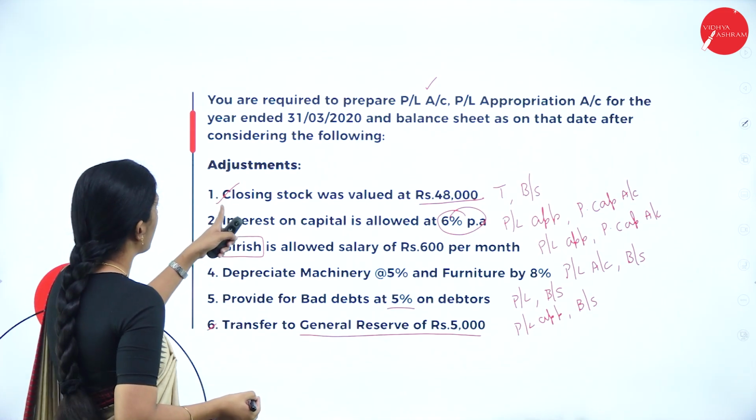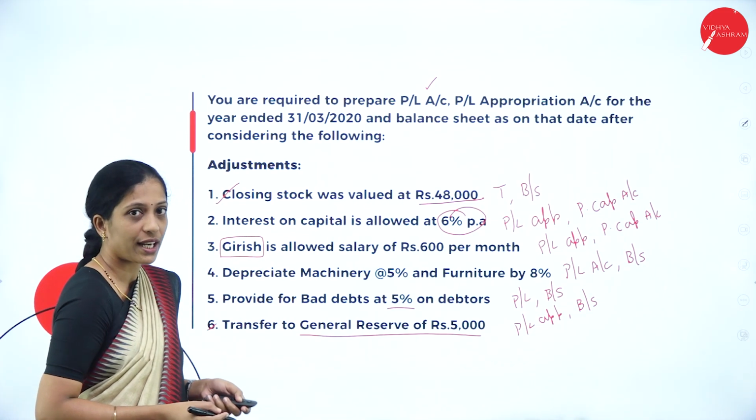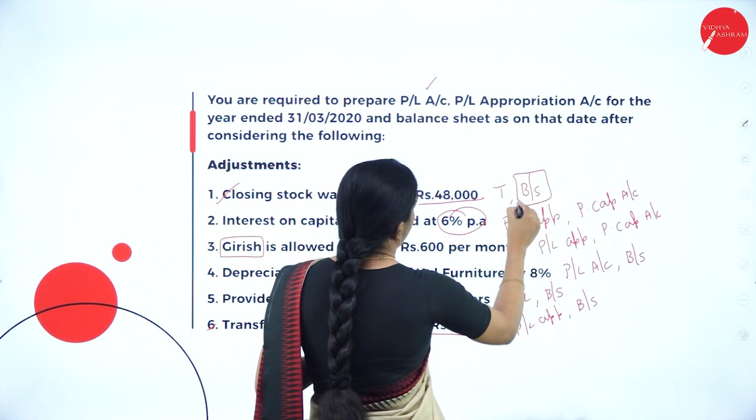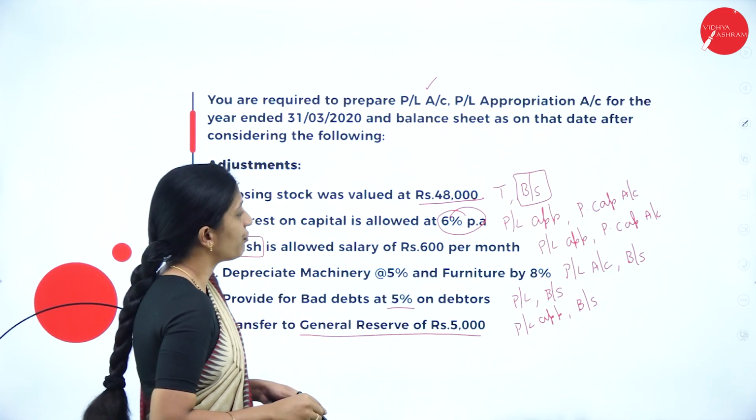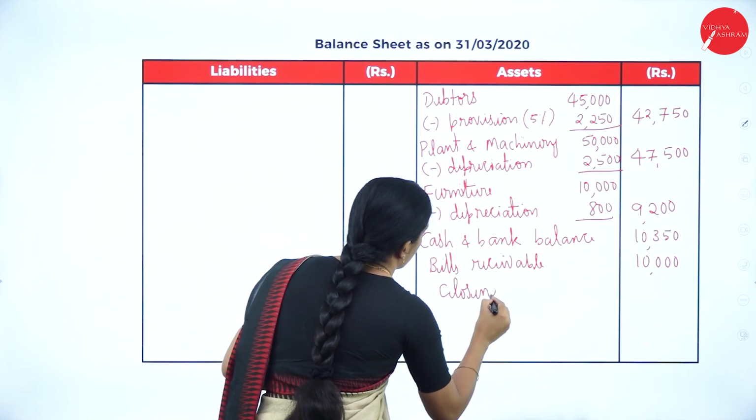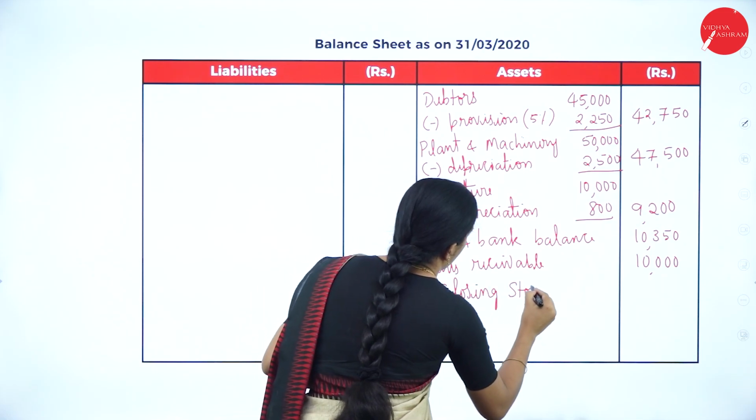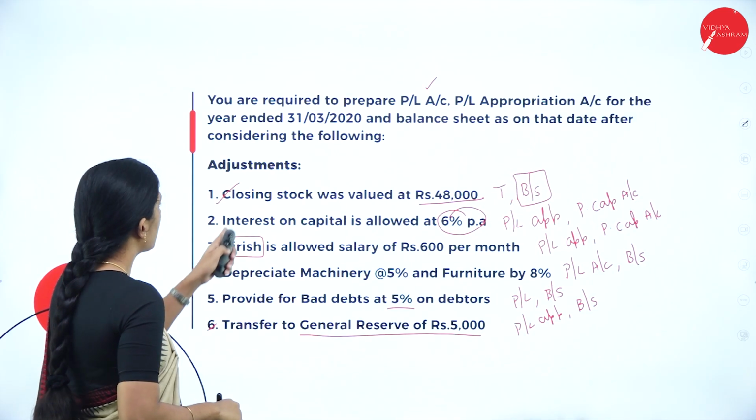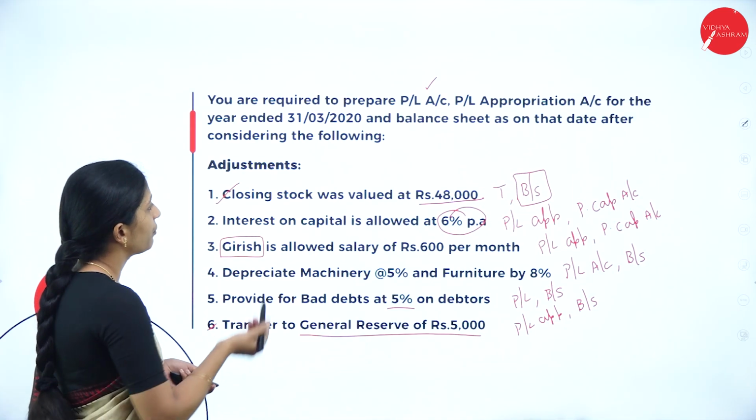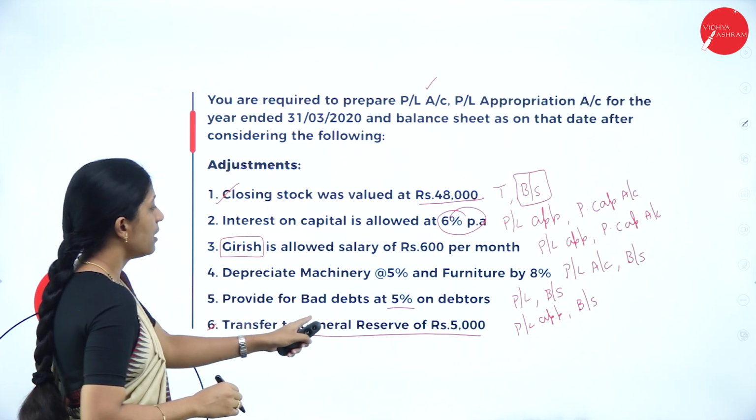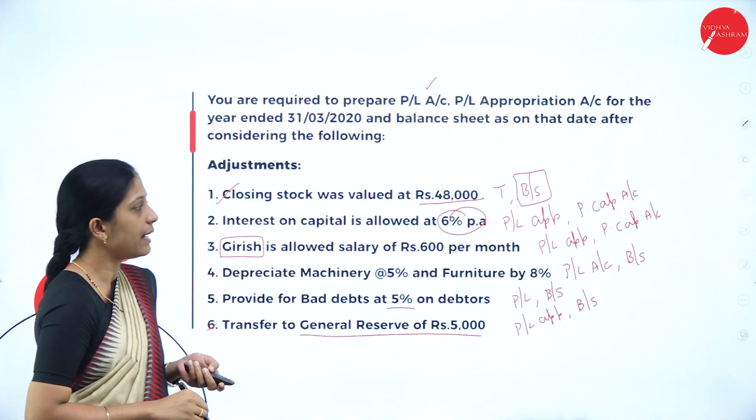Any assets we have to record. Yes, we have closing stock 48,000. It is an asset, so where I have told you it has to be recorded in the balance sheet. So closing stock 48,000. After closing stock, interest on capital we have taken both the times. Girish, depreciation is done, bad debts is done, transfer to general reserve we shall take in the liability side.